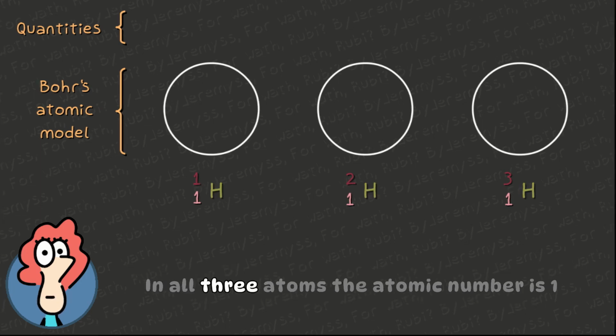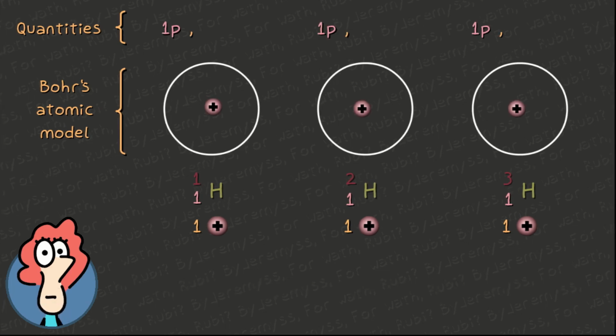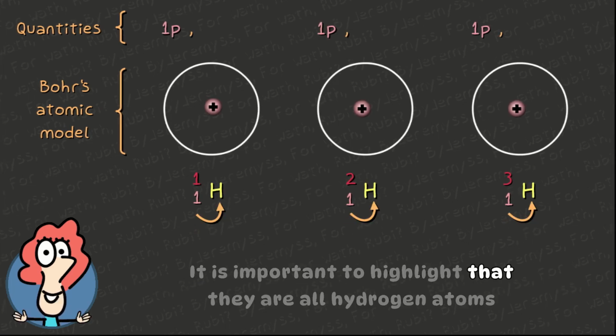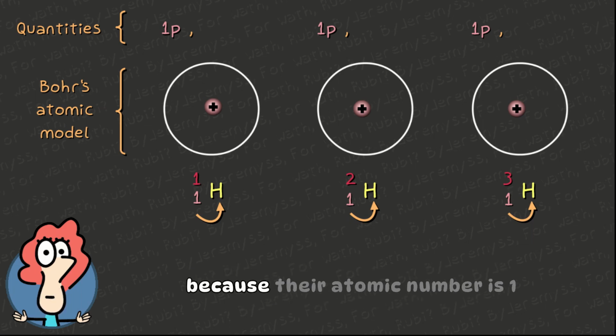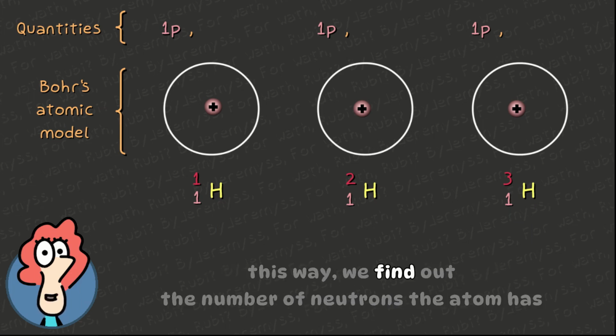In all three atoms, the atomic number is 1. Therefore, they have 1 proton in their nucleus. It is important to highlight that they are all hydrogen atoms because their atomic number is 1. Now, we subtract the atomic number from the mass number. This way, we find out the number of neutrons the atom has.